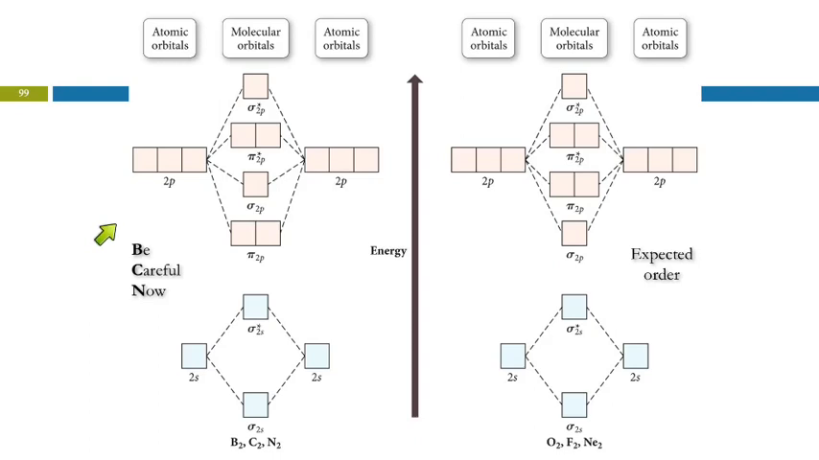This is weird. So what's different here is just these two. Over here, the sigma is lower, and then the pi is next. Here, the pi is lower, and then the sigma. So that's what's different. How do you remember this? Be careful now. Be careful now. The first three letters here, B for boron, C for carbon, N for nitrogen. So if you're looking at B2, C2, or N2, be careful now. You have to switch that order.